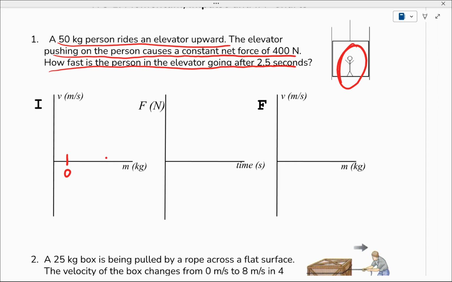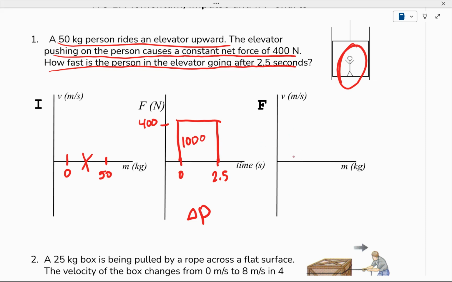Using an IFF chart, we would first label the mass of the person, and we can assume that the person starts from rest. Next, we would label the force acting on this person, and we would label the time or the number of seconds that force is being applied. Since this is going to make a box in the impulse graph, we can write a number inside of the box to represent the amount of impulse, which also means change in momentum. 400 times 2.5 is 1,000.